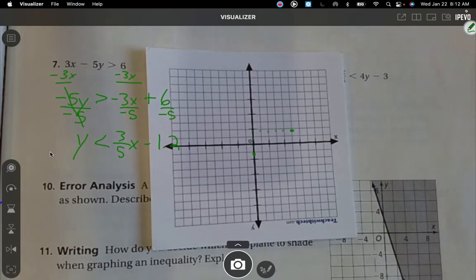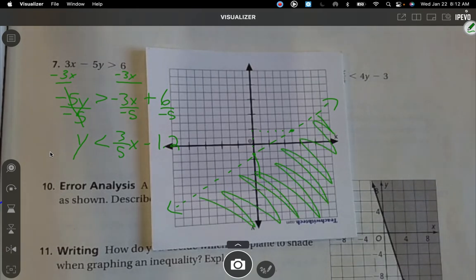Are we okay with that? It's right under that point. It's close enough. Dotted or solid line? Dotted. Dotted line. And then we have to figure out, where do we shade? Above it or below it? Less than, so I'm going to go down. And then that shows you what side of the graph to shade on.